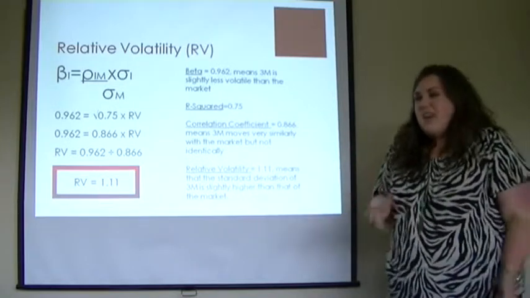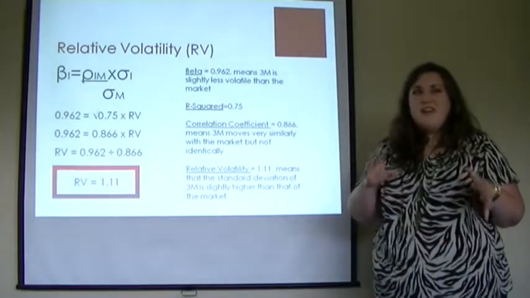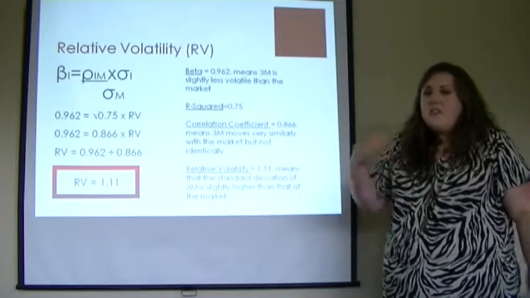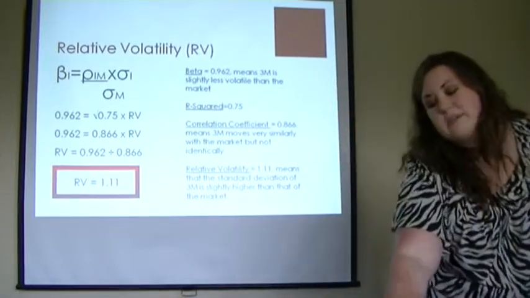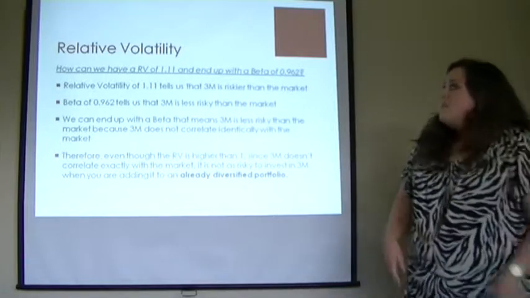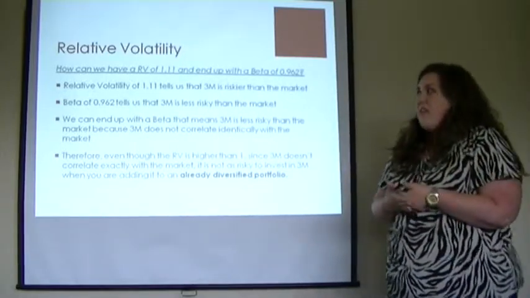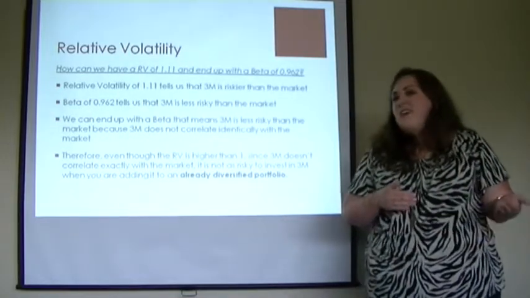So basically, we've got a couple of pieces of information here that may not make sense necessarily looking at them right now, because the beta says it's less risky, but relative volatility says it's more risky than the market. So let's get into that a little bit closer. As far as the relative volatility goes, how can we have a relative volatility higher than 1, but somehow end up with a beta less than 1?